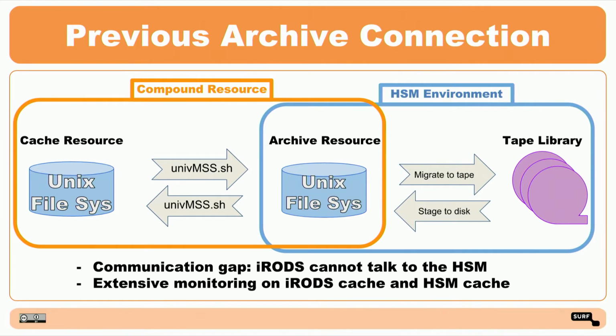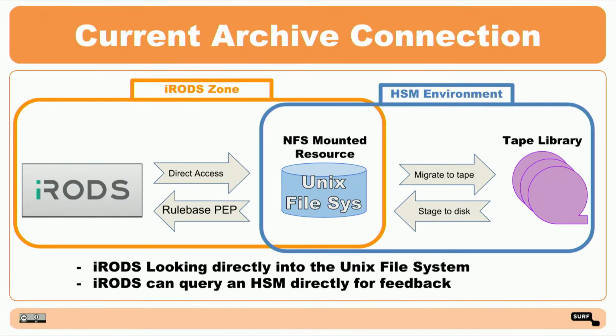Once iRODS had filed that data onto its archive resource, it stopped really looking at it until it was accessed again. Once the HSM put it onto the caching front end, it stopped looking at it, thinking it was done. So if anything happened in between, nobody knew. You had to have extensive monitoring to keep an eye on that kind of stuff. What we've done is using the rule engine, we actually have a PEP in place that can allow you to connect an iRODS mounted system directly to the Unix file system front-end cache of whatever tape library we use. My rule was written extremely generically to be plugged in for that.